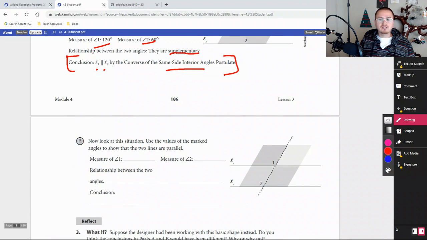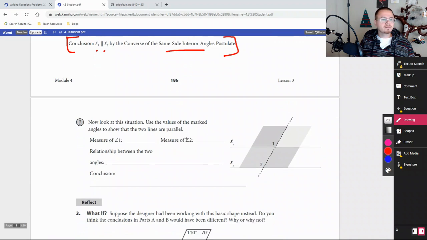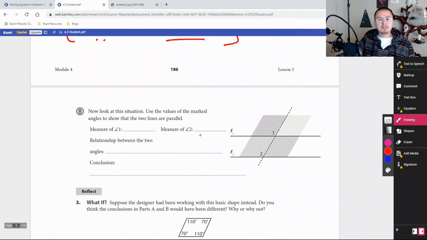Alright, we got a new situation. You may want to pause and try this on your own. I highly recommend that. Do that, please. So measure of angle 1, definitely not acute. Obtuse rubber goose. This is also not acute. They are the same. Now you could measure it, right? If you had a protractor. That's why this is a little weird right now.